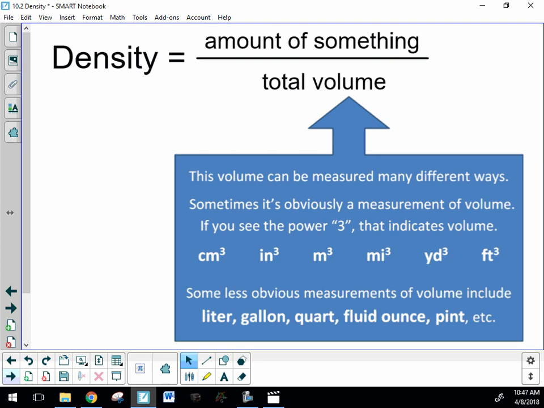When you watch out for volume here, you'll see that third power to indicate that it's a 3-dimensional volume. But there are some less obvious measurements of volume that you have to watch out for. A big one would be gallon. That's a volume. Liter in metric is a volume, quarts, fluid ounces, those are all volumes. So sometimes when you have a problem dealing with one of those less obvious units, you may get stuck trying to decide, is that a numerator or a denominator? Is a gallon an amount of something or is it a volume? Gallon is a volume.